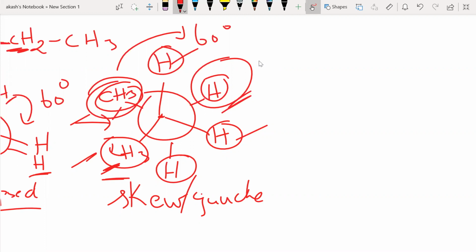Sir, will we be getting staggered? We'll check. Right. So now when I put it, let me put the first carbon atom first.